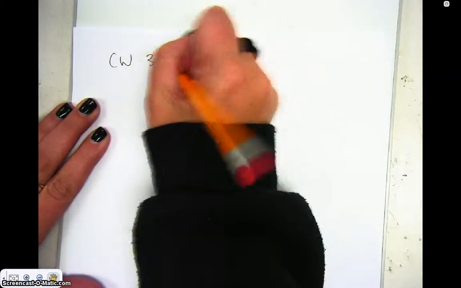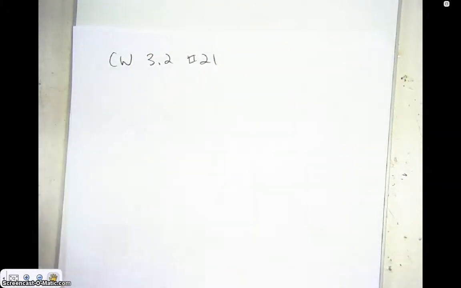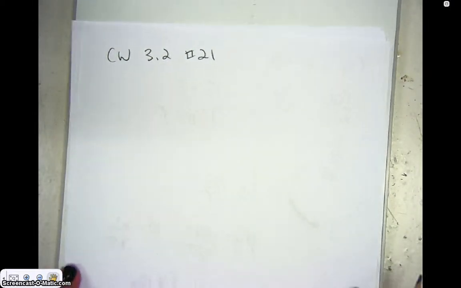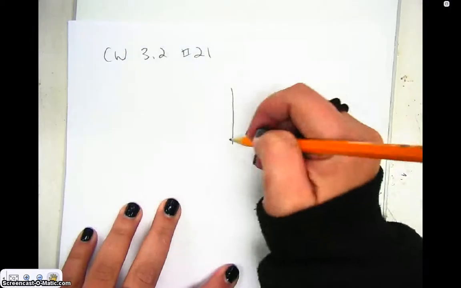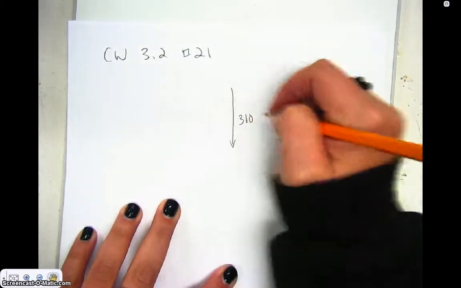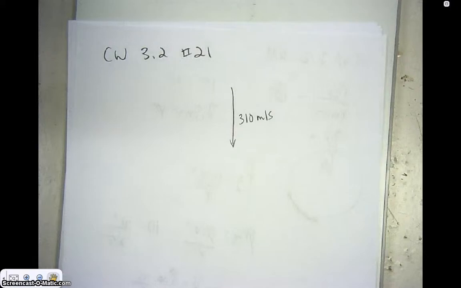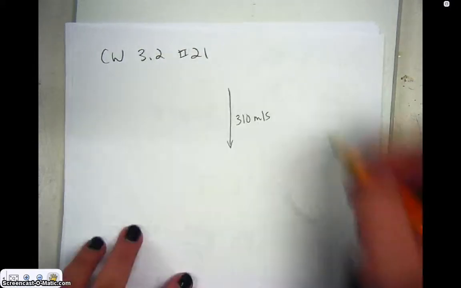And this will be classwork 3.2, number 21, the last one. Okay, so this problem says a pilot performs an evasive maneuver by diving vertically at 310 meters per second. So they're going straight down like this at 310 meters per second. Okay, he can withstand an acceleration of 9 Gs.